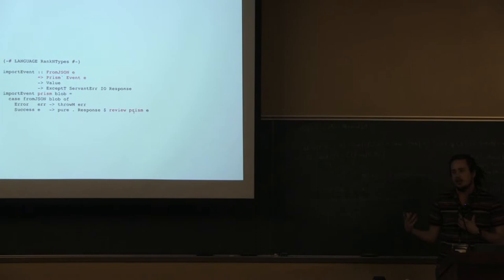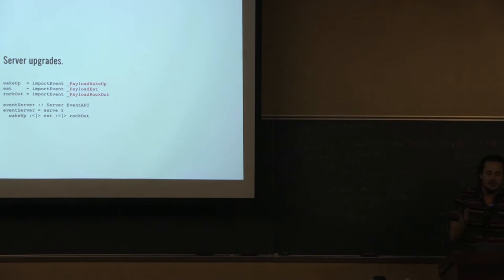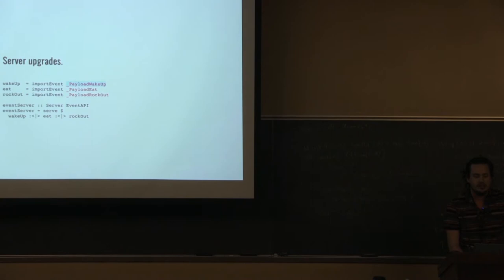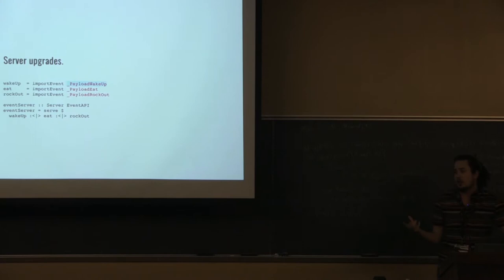And so we need to change our server. Now each of our import events, we curry it with the prism we want. You notice that this says wake up, and this says wake up. So now these things are tied, right? And actually, this solves our problem, where if you try to send the wrong payload to the wrong endpoint, it'll fail. And it'll give you the error message saying, oh, you didn't give me the type I expected, which is great, right? So we've gained type safety.